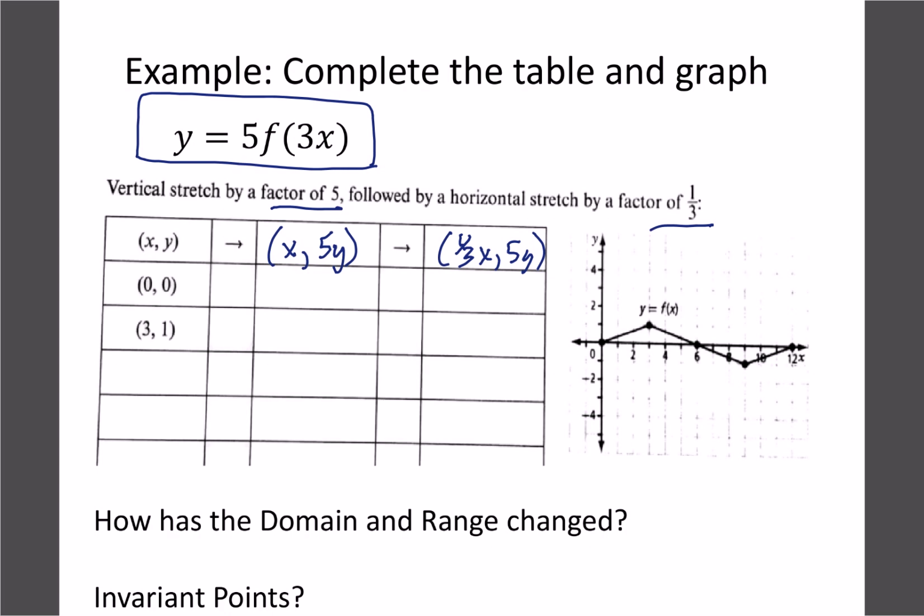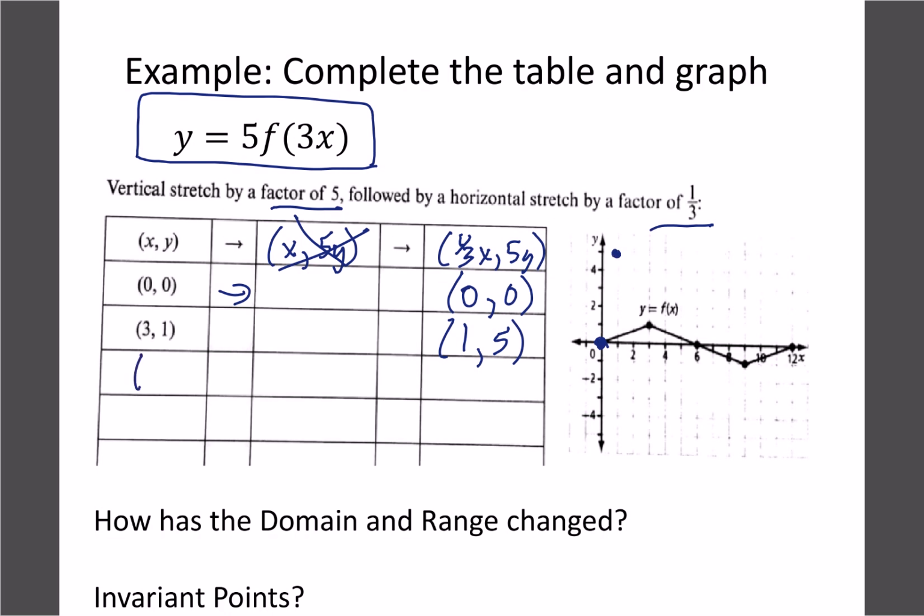What a lot of people do is just jump right to the combination, so we would even avoid this step. We're just going to take 0, 0, times by a third and 5, it would stay at 0, 0. So if we put that on our graph, that coordinate would remain invariant. It doesn't change. 3, 1, once we times it by a third, would be 1. The 1 times 5 would be 5. So now this coordinate would be 1 over and 5 up. Somewhere about there.